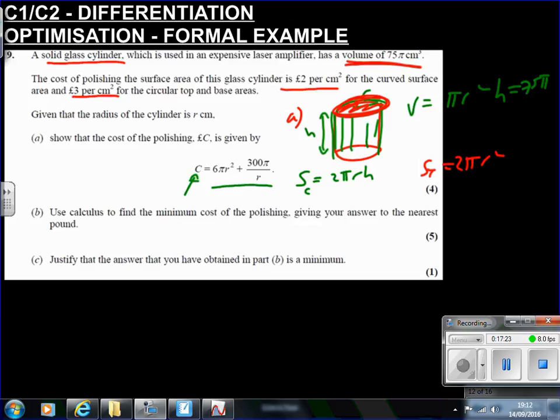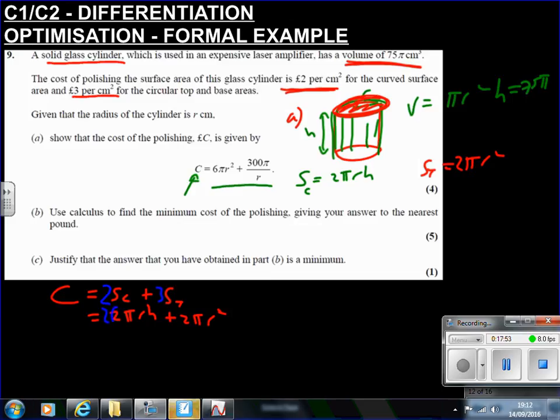And now we can put this stuff together. So the total cost equals the cost of the cylinder and the cost of the tops. So this is 2 pi rh plus 2 pi r squared. And remember, the cost is £2 each for the curved surface area. So we should charge our curved surface area by 2, and we should charge the top by 3.